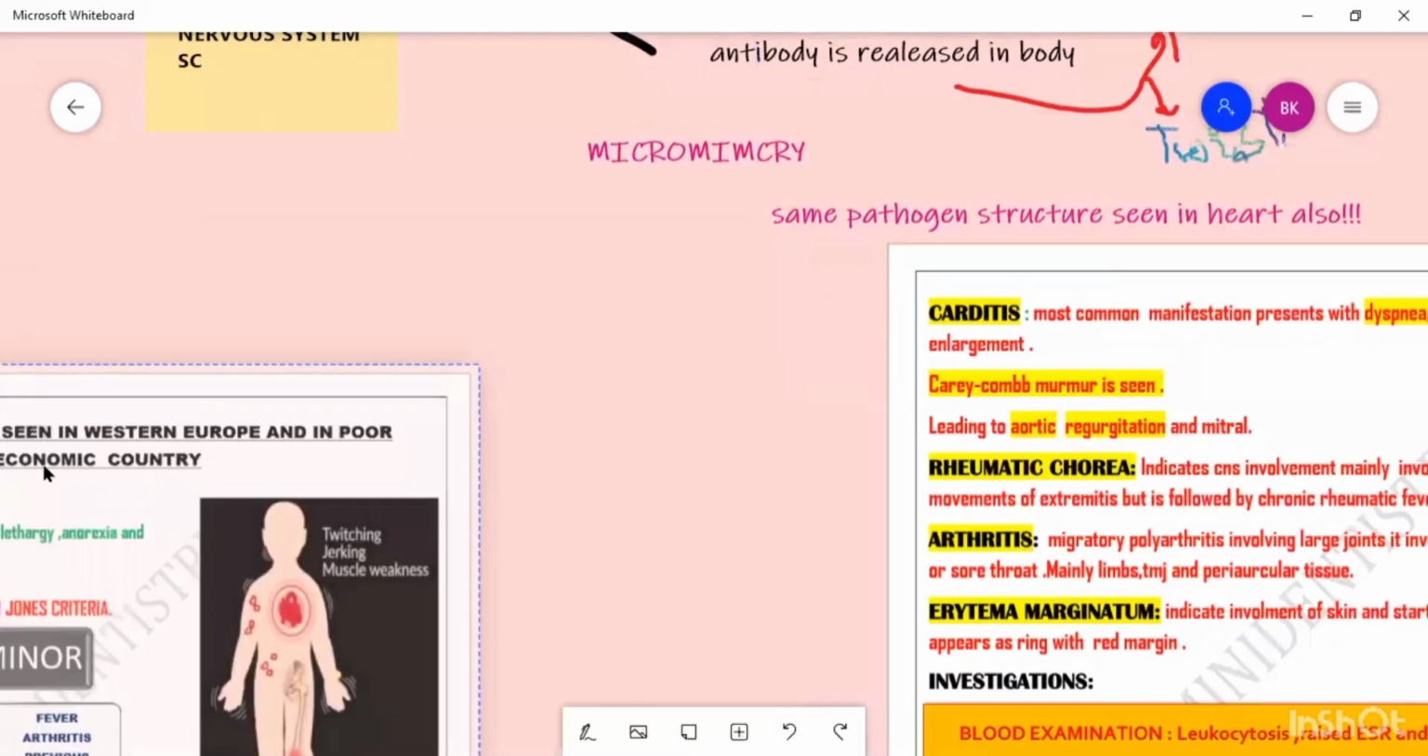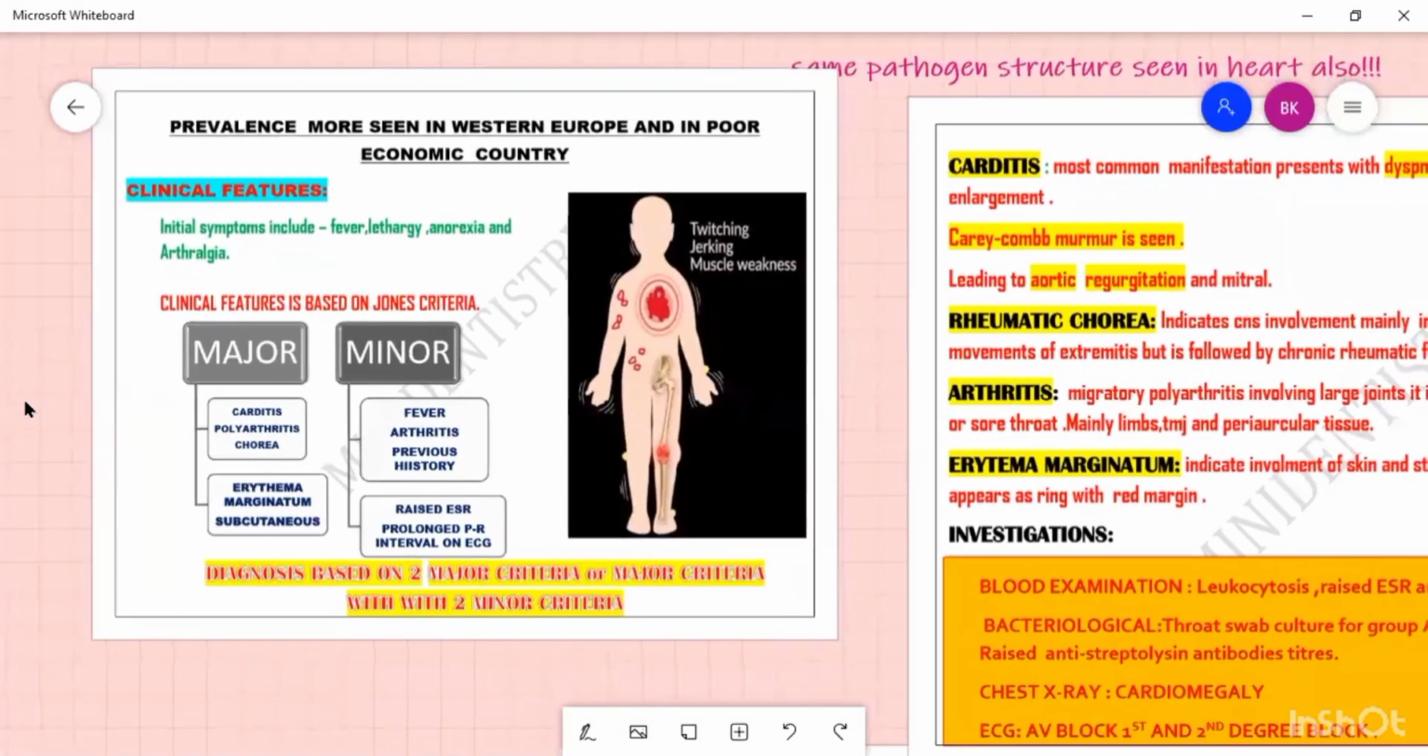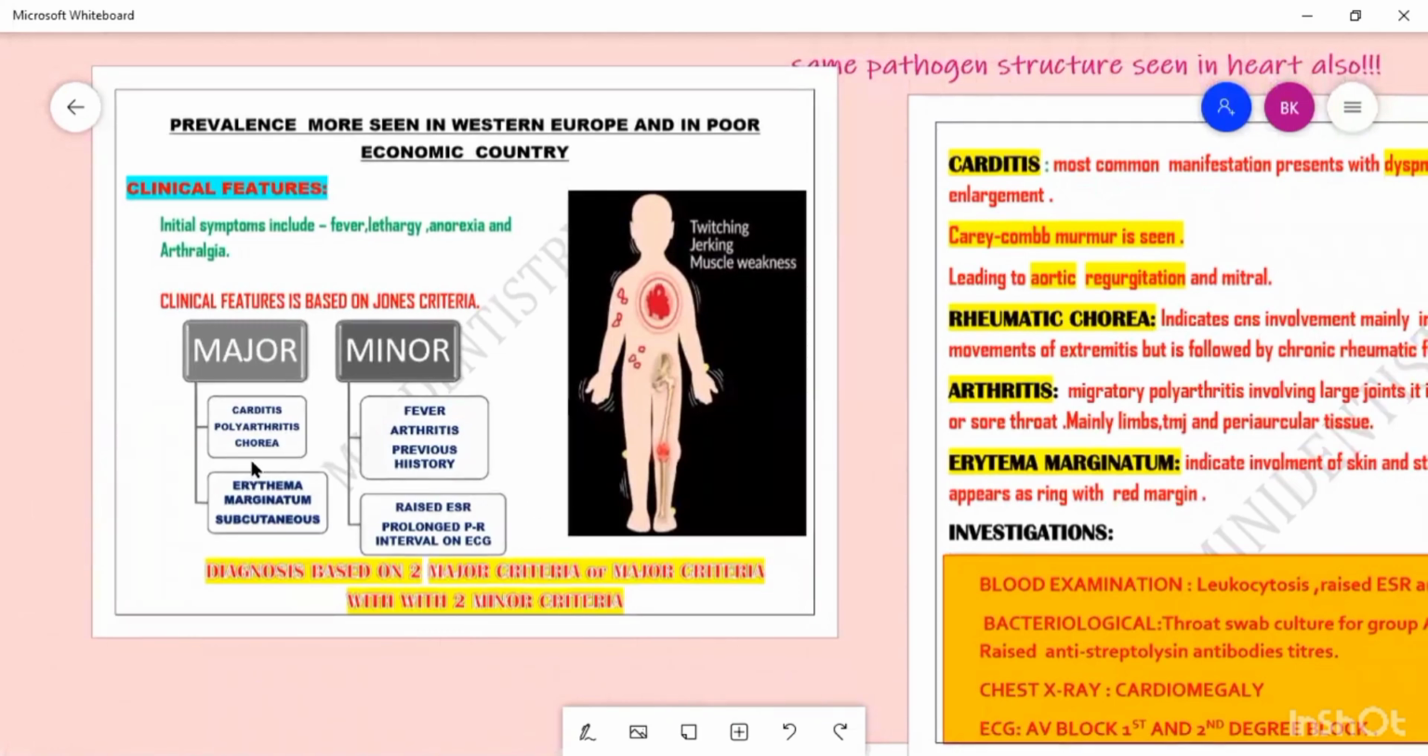In major criteria, you have carditis, polyarthritis, and rheumatic chorea. Along with these there are 5. Okay, remember these 5: carditis, polyarthritis, rheumatic chorea, erythema marginatum, and subcutaneous nodules. Okay, these 5 are the major criteria.